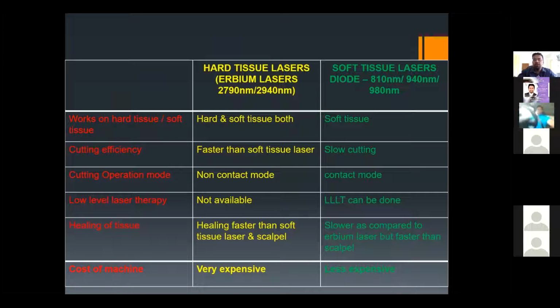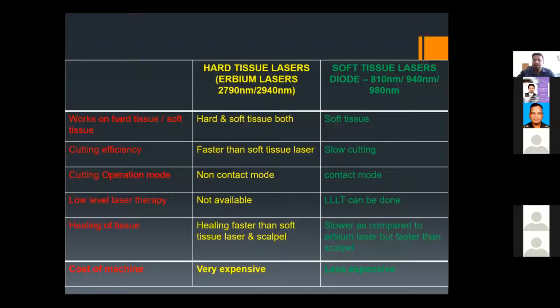Hard tissue laser works on hard tissue as well as soft tissue, whereas soft tissue lasers work only on soft tissue. Now hard tissue laser works on soft tissue and hard tissue both, so it is called an all tissue laser. The cutting efficiency of hard tissue lasers is more as compared to soft tissue laser. In the operational mode, the hard tissue laser can be used in non-contact mode and soft tissue laser can be used in contact mode. Now, low-level laser therapy can be performed with soft tissue lasers only.